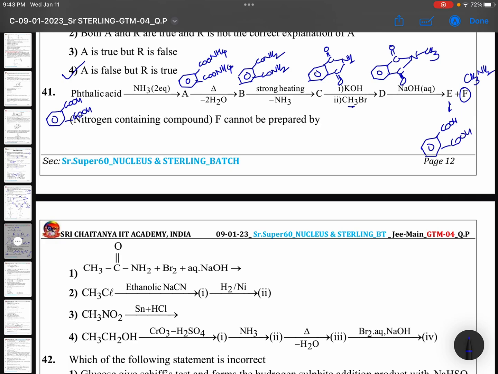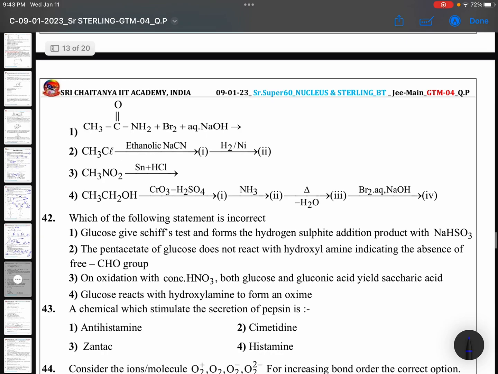So what is the question? Okay, now this F cannot be prepared by which method? So you need to get here CH3NH2. Very, very good question, sir. So bromine, NaOH, Hoffmann bromamide reaction, this is gone.